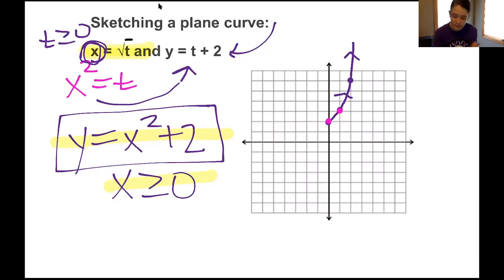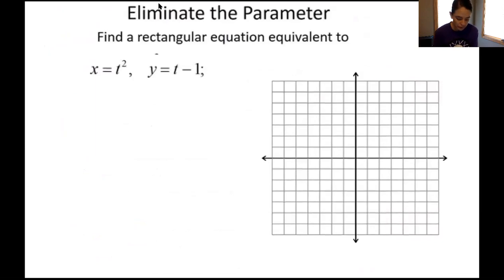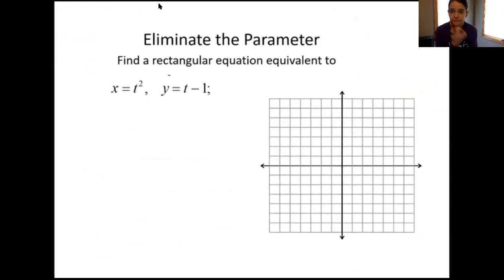Let's maybe look at one more example, and then you can begin your homework. Okay, so here's our last example. We have x equals t squared and y equals t minus 1. Okay. So in this case, there's actually only one way we can go about eliminating the parameter.